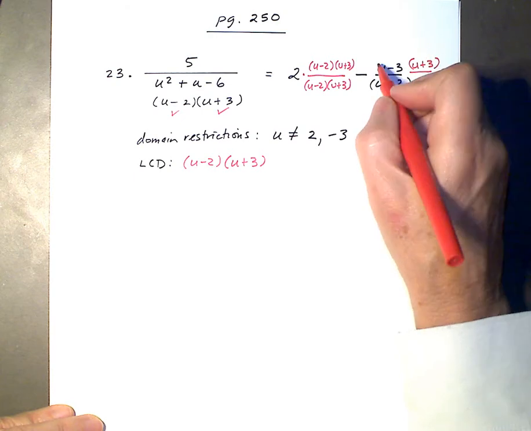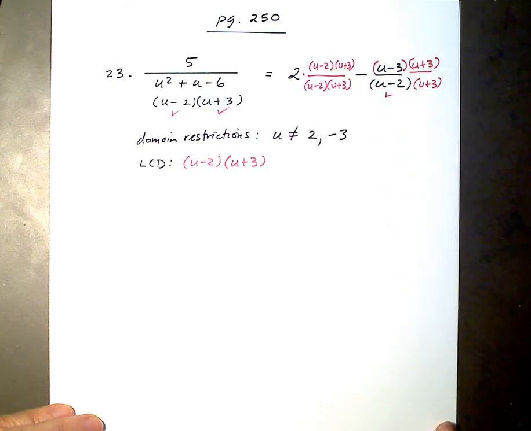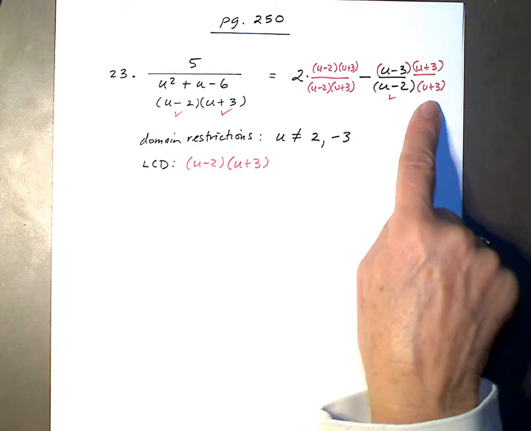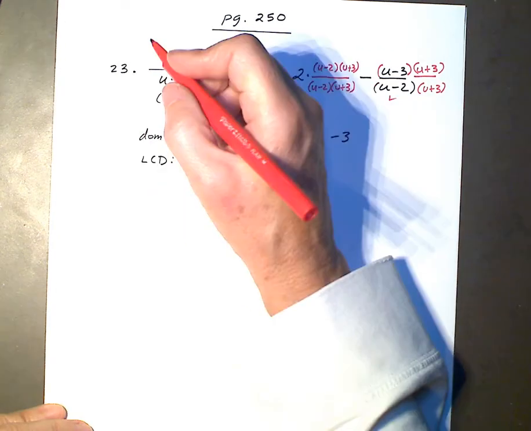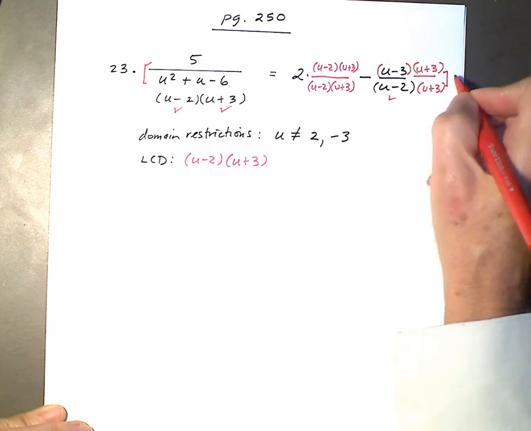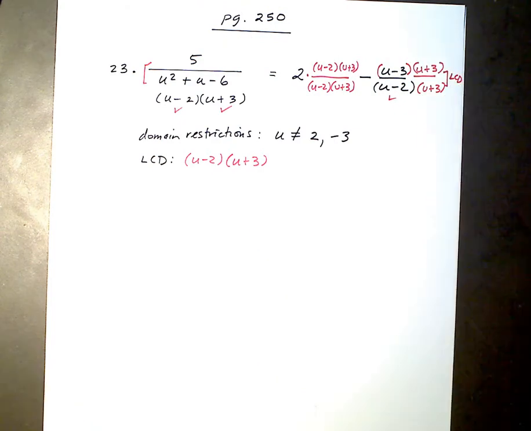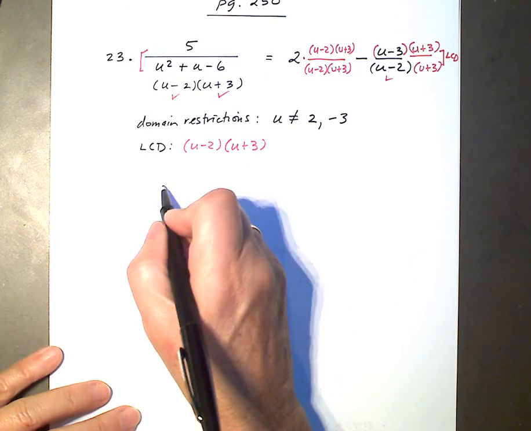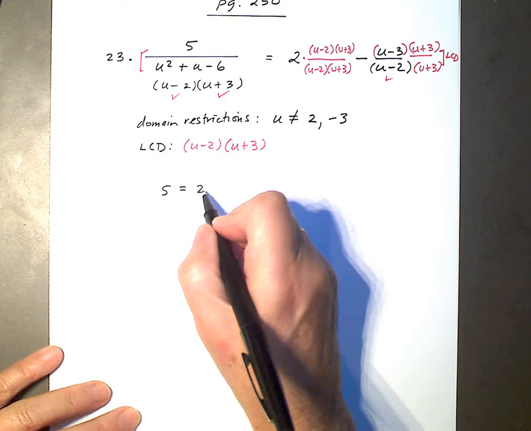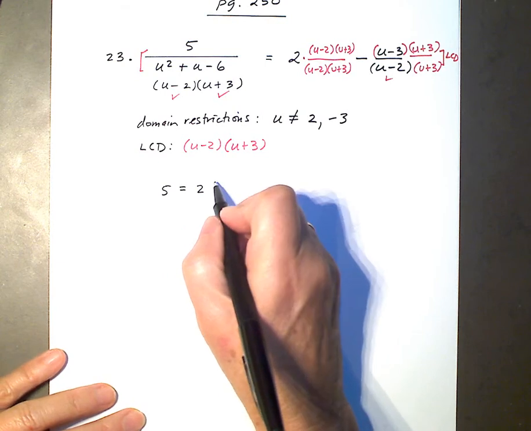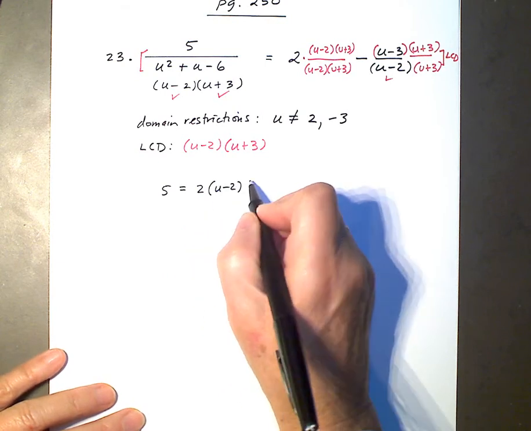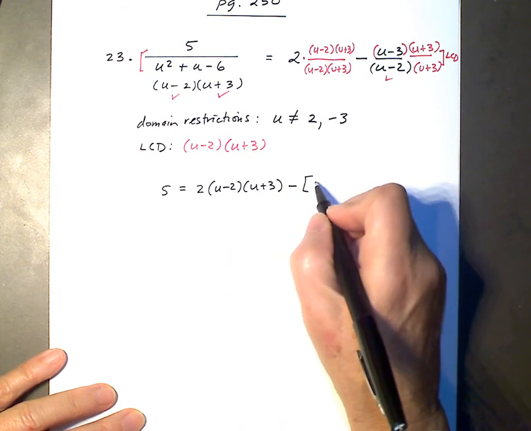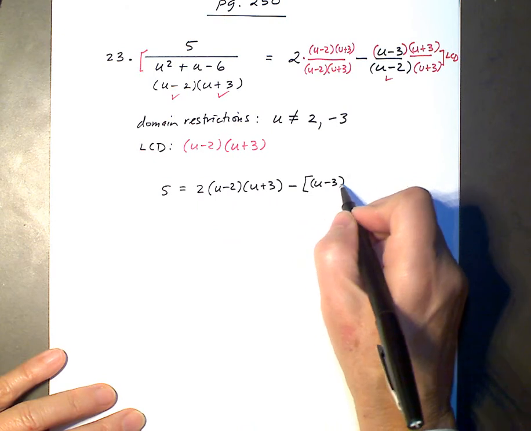So I'm going to make sure all the binomials are wrapped for multiplication. So now every term is over the LCD, the lowest common denominator. So I'm going to wrap everything and multiply every term by the lowest common denominator, so all of those denominators will be cleared. So now I'll have 5 equals 2 times u minus 2, u plus 3, minus, and I'll put this in its own bracket, u minus 3, u plus 3.